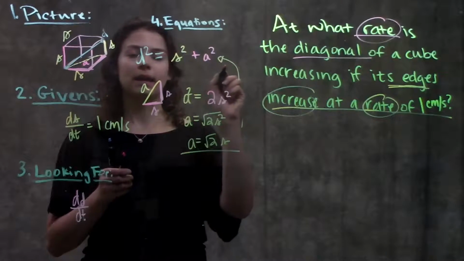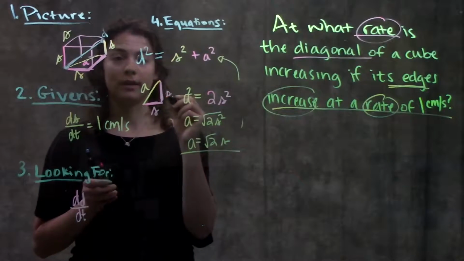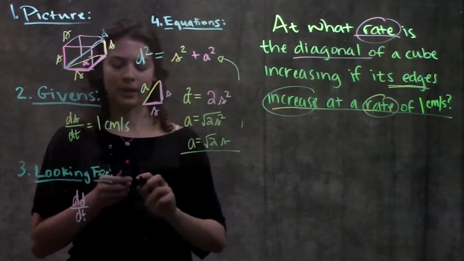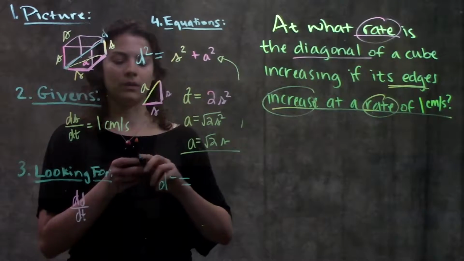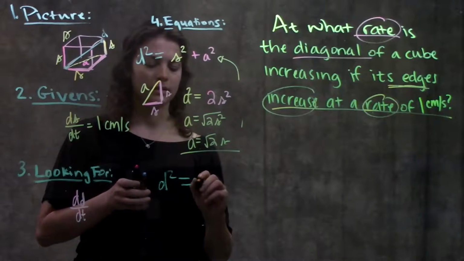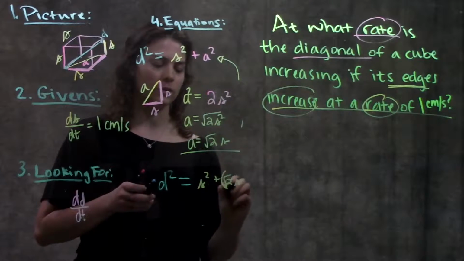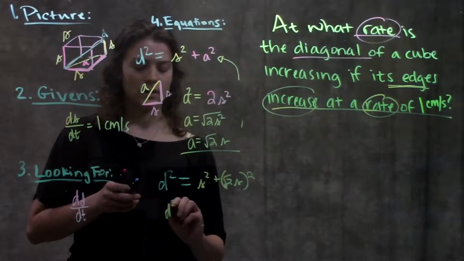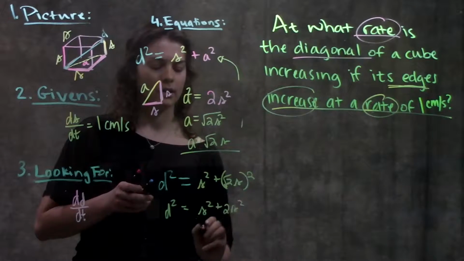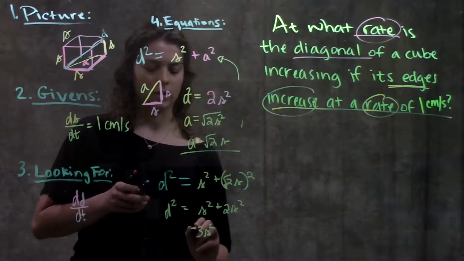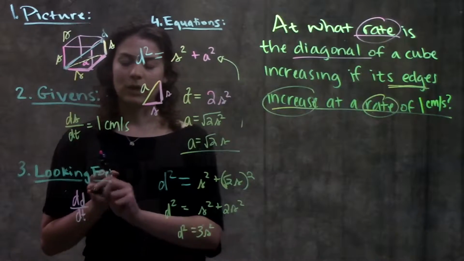Okay, I have A in terms of S. I can plug this back in to this equation here, and then I'll have this equation written in terms of just 2 variables, in terms of D and S. So let's rewrite that. Now I have D squared is equal to S squared plus root 2 S, but remember, this whole thing is squared also. And when I square that out, I get S squared plus 2S squared, which just becomes 3S squared is equal to D squared.